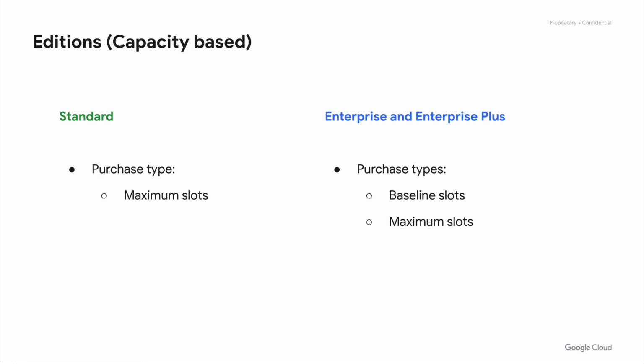With both Standard and Enterprise Plus, you can set a maximum level of the number of slots that you'd like to scale up to. In Enterprise and Enterprise Plus, you can also pick a number of baseline slots, which are slots that you will always have guaranteed. These can also be purchased. Baseline slots can be purchased at a commitment based on the duration of how long you'd like to have the slots for.